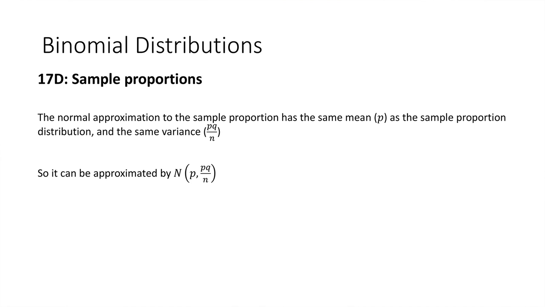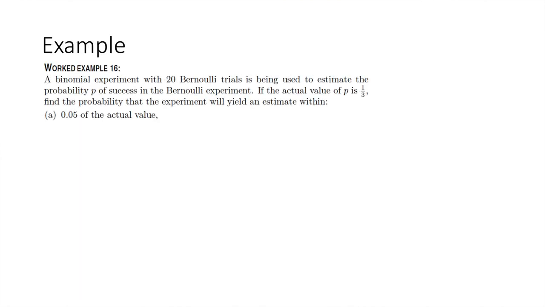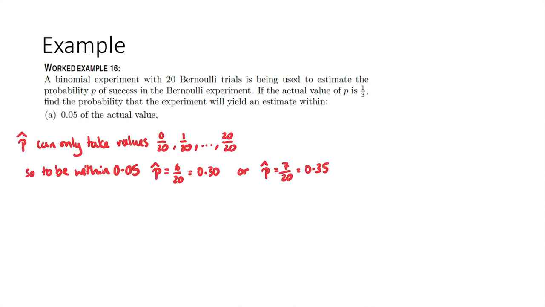One last example. I think I've just got one more example to go. So, a binomial experiment with 20 Bernoulli trials to estimate the probability of a Bernoulli experiment. So the actual value of p is a third. What's the probability we'll get an estimate within 0.05 of the actual value? So because this p hat can only take these values, if we've got 20 trials, to be within 0.05 of this, we want to see whether the sample will come out as being close to that. So it's a way of checking how good your sample is, basically.